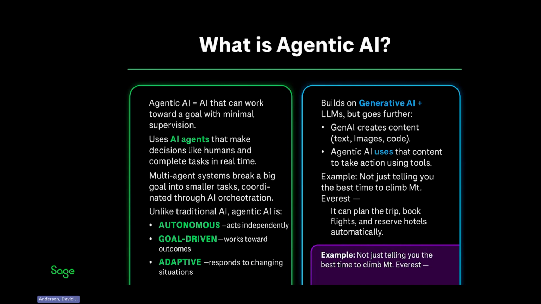So if I were to give you all, let's say, a simple example, generative AI might tell you the best time to climb Mount Everest, right? However, agentic AI would plan the trip. It would compare flight options, book the tickets, reserve the hotel, adjust for weather delays, and notify you of all of those things, and it would do it automatically. And that's a real leap. That's from insight to execution. So we're talking about from content creation to coordinated action. And that's where the real enterprise transformation really begins.